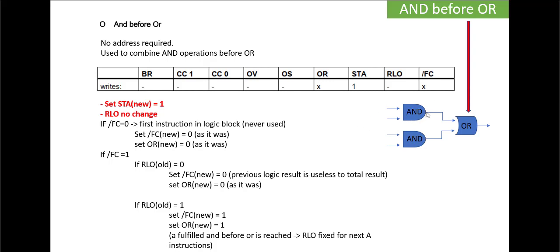Basically, here we have two AND blocks, each of them having two inputs. The result from these two AND blocks is then passed to an OR operation, and our final result is taken from there. So basically our instruction does what this OR block does. It just combines the result from AND blocks.